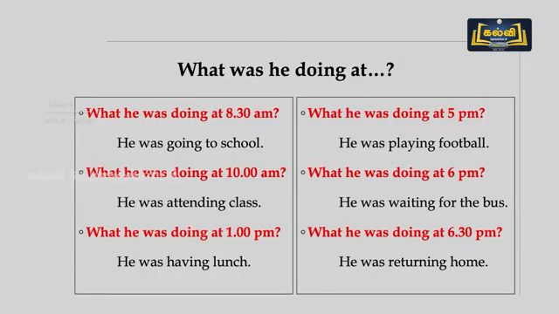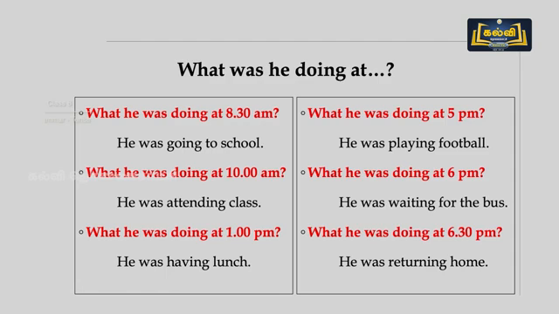Okay, now the question. What was he doing at 8:30 a.m.? Even though I did not give you the time, probably you know the typical life of a schoolboy. So what was he doing at 8 a.m. or 8:30 a.m.? He was going to school. Okay, that's fine. What was he doing at 10 a.m.? He was attending class. What was he doing at 1 p.m. in the afternoon? Maybe you didn't see that on the graphic, but he was having lunch.